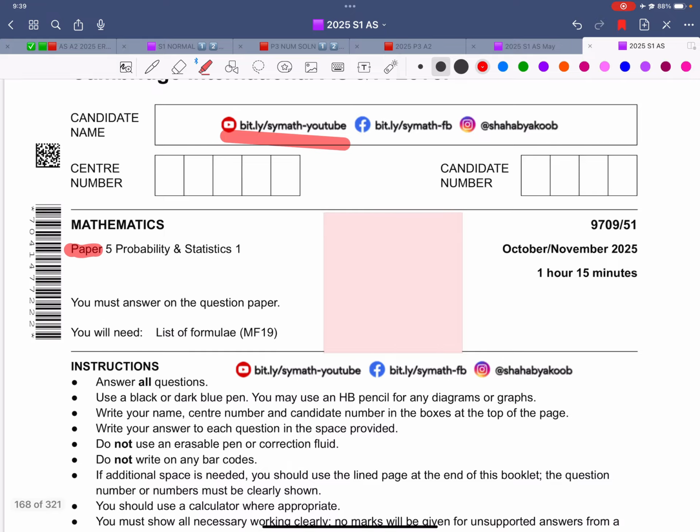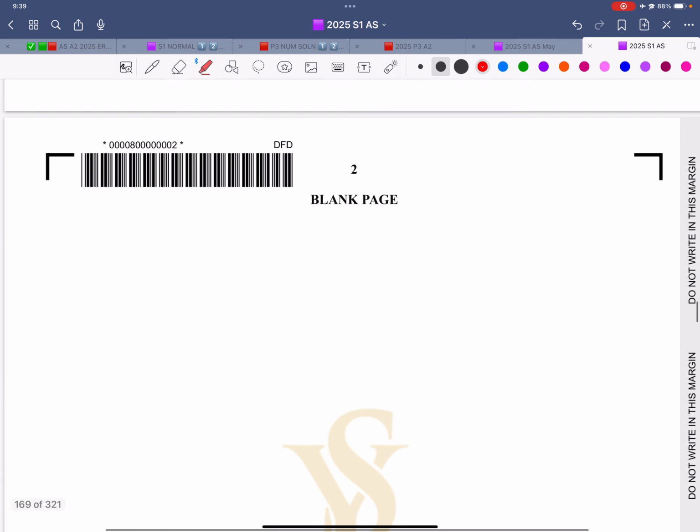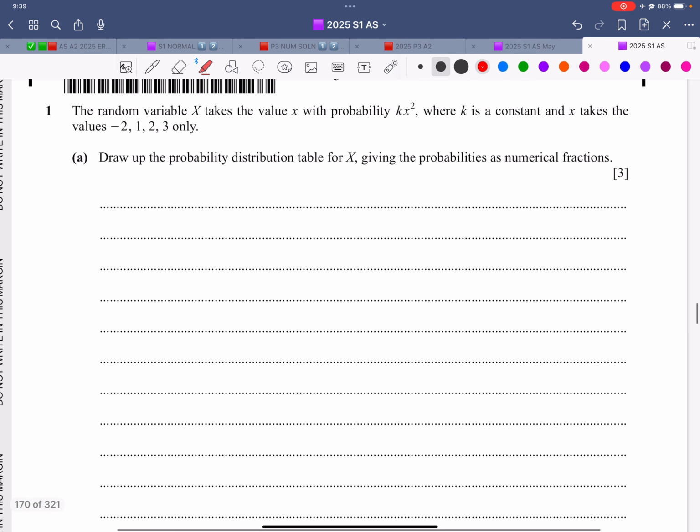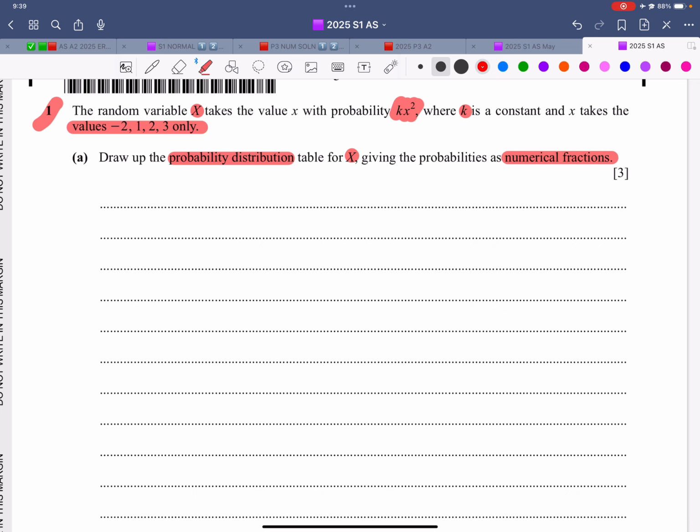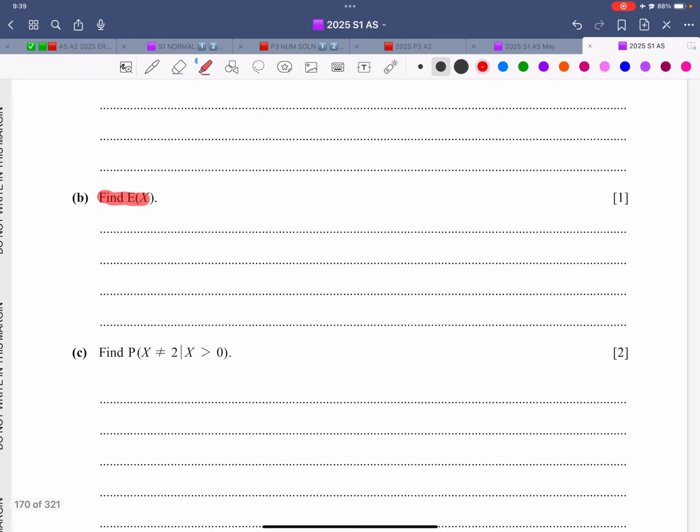So now let's look at this S1 paper, which is Probability and Stats 1, paper 5, of October-November 2025, variant 51. Let's walk through the solution. First question: the random variable x only takes the value x with this particular probability, where k is a constant, and x takes the value such and such. Draw up a probability distribution table for x, giving the probabilities as numerical fractions. That's the first thing. Find the expectation of x, and this one, what exactly is this?